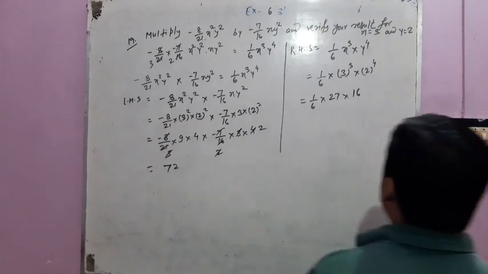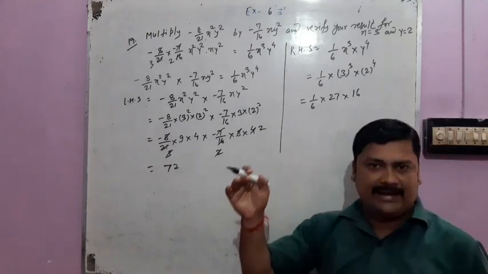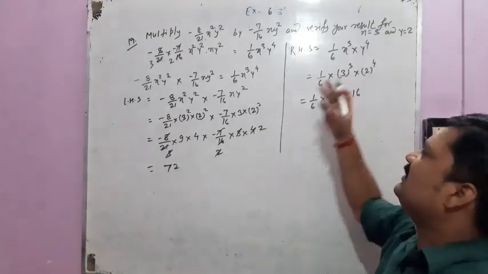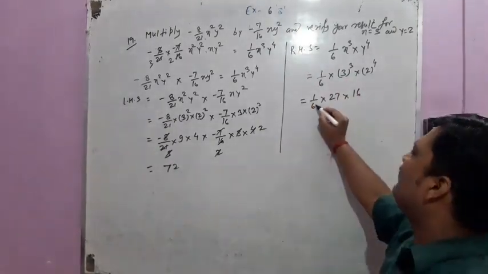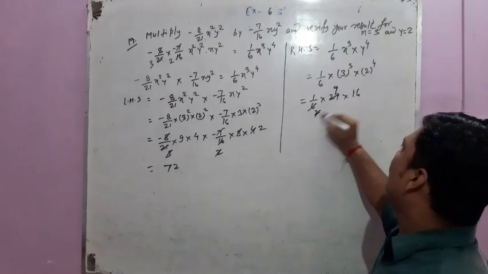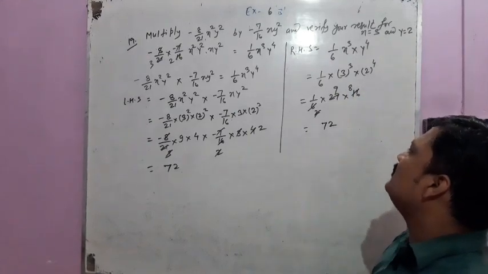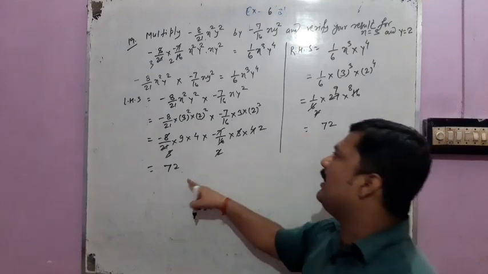Now we have to solve that. When we multiply 2 four times, 2 twos are 4, 4 twos are 8, 8 twos are 16. And 3 cube is 3 threes are 9, 9 threes are 27. Now we are solving the value. Reducing the terms here, 3 twos are 6, 3 nines are 27. 3 into 8 times. Now when you multiply 9 and 8, you will get the value 72. And this value is equal to the LHS.